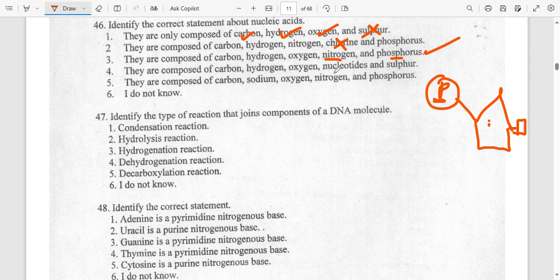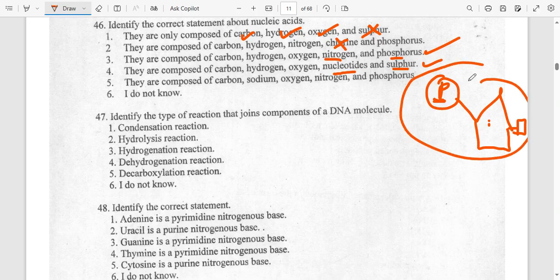And then this one, composed of carbon, hydrogen, oxygen, nucleotides, and sulfur. This is also true, the nucleotide. Now, all of these molecules are with the nucleotide, so this is not going to be correct. This one is not going to be correct because of sodium, so the best option is 3 there.